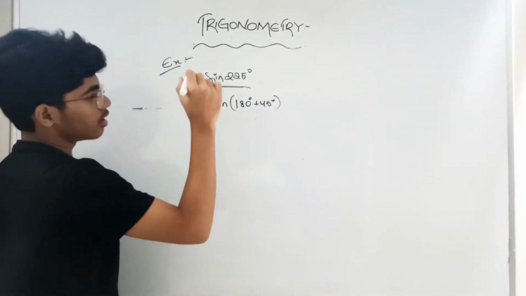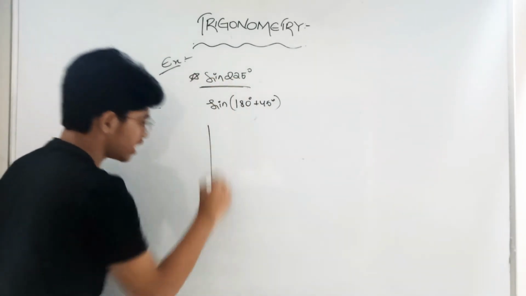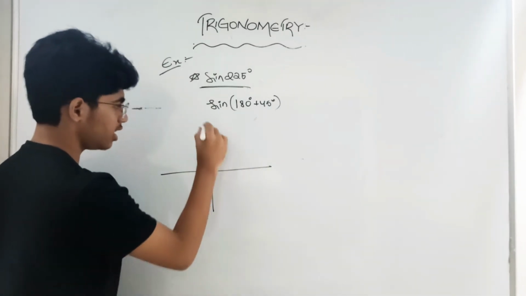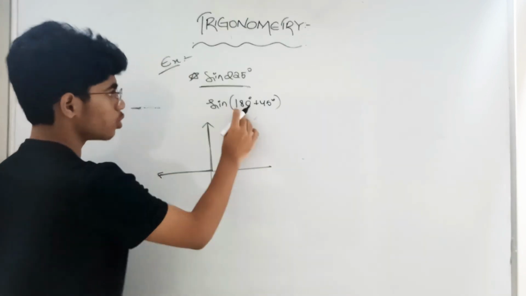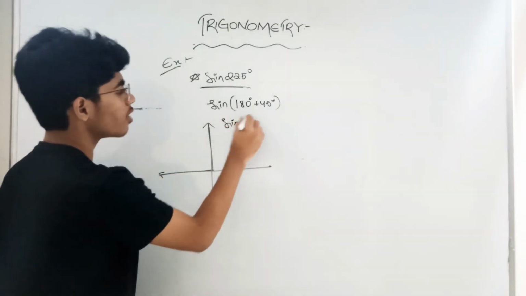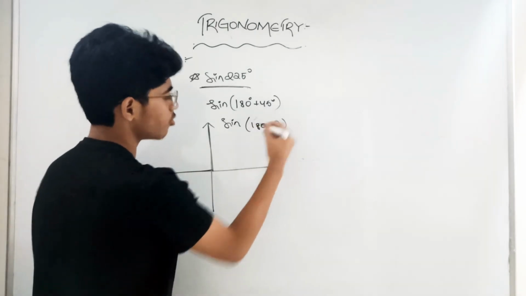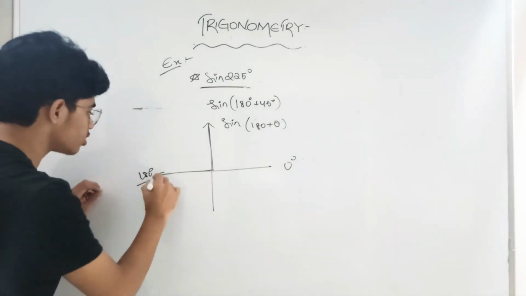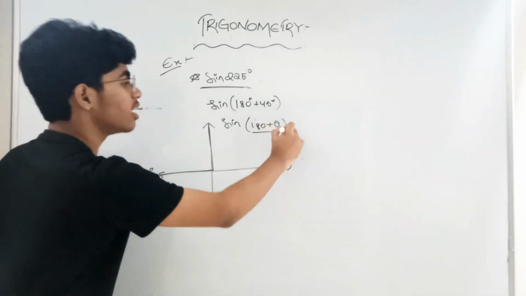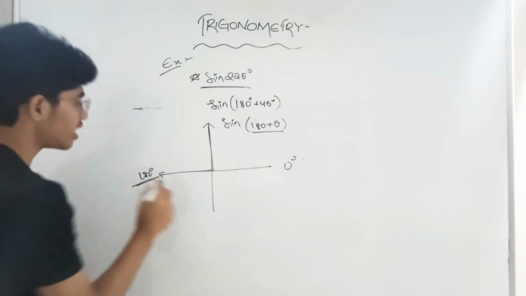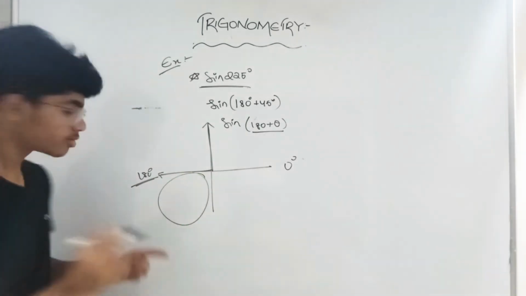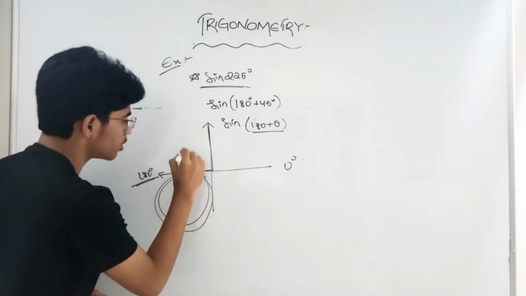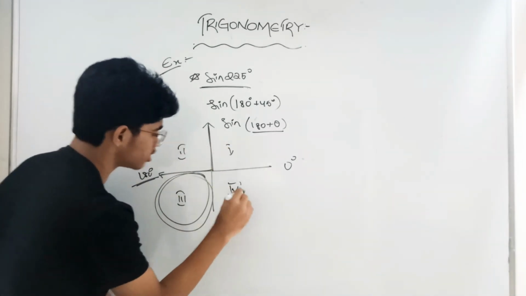Now, sine 180 plus 45. If we take the quadrants, we know this is 90 and this is 180. So this is in the form of sine 180 plus theta, right? We know this is 180 degrees, this is 0 degrees, and we know all the other angles. So this is sine 180 plus theta. In which quadrant does it lie? It lies in the third quadrant, right? So sine 180 plus theta lies in the third quadrant. We don't need the others, we need the third quadrant.